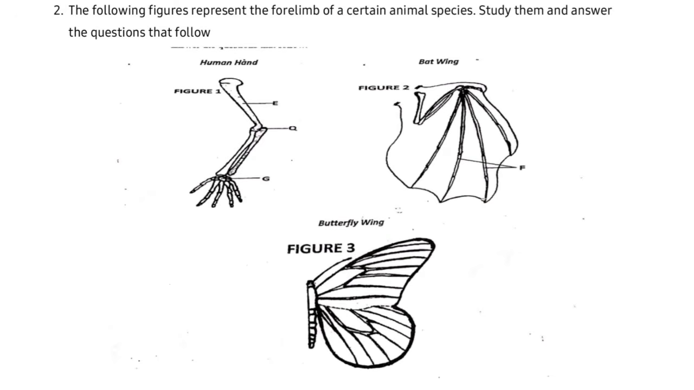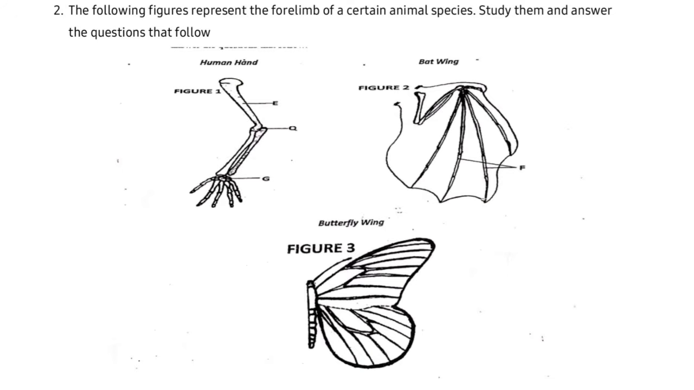Proceeding to question number 2. The following figures represent the forelimb of a certain animal species. Study them and answer the questions that follow. Okay, let's look at the 3 diagrams. We have figure 1 that represents a human hand, figure 2 that represents a bat wing, figure 3 that represents a butterfly wing. Now, before we get into the actual question, let me just briefly talk about the relationships that are present within the different structures. So if I were to start with the first one, figure 1 and figure 2.